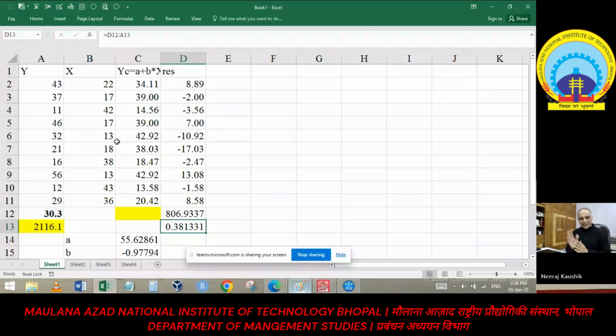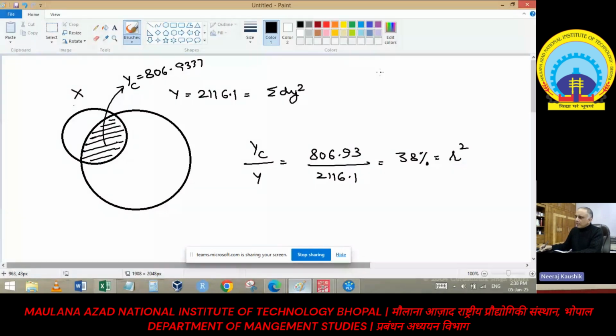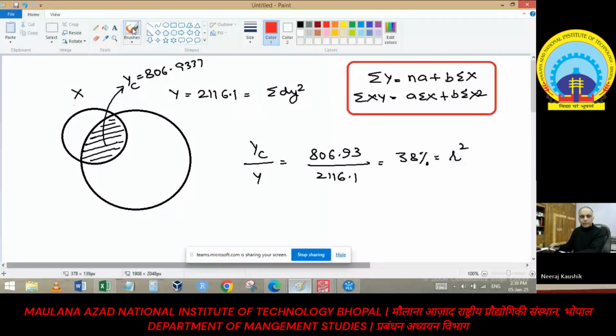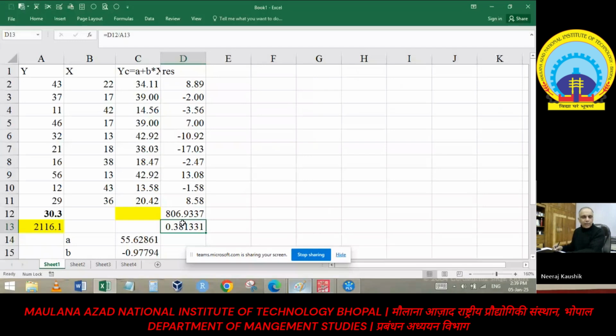So what we are doing, there is an X. I skipped that part, which must have been taught to you in graduation. Summation Y is equal to NA plus B summation X, and summation XY is equal to A summation X plus B summation X square. These are called the two normal equations. Using these two normal equations, we get the values of A and B. I skipped that part. I used the Excel formula.